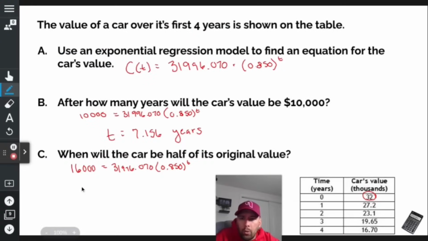All right, so the time for this one is a little after four, so 4.264 years, which doesn't make sense, because after 4 years we were at $16,700. So if I wanted just a flat $16,000, it's probably going to be at some point after 4 years. So yeah, there you have it. Depreciation.